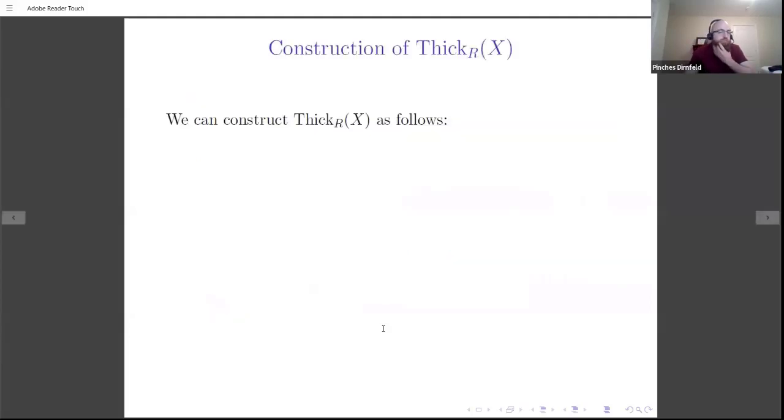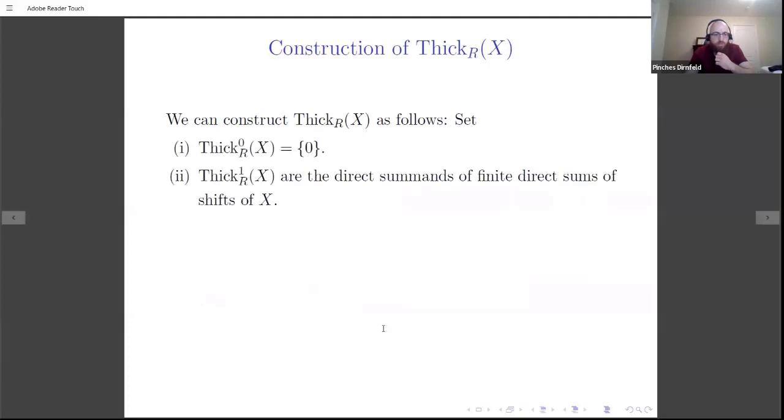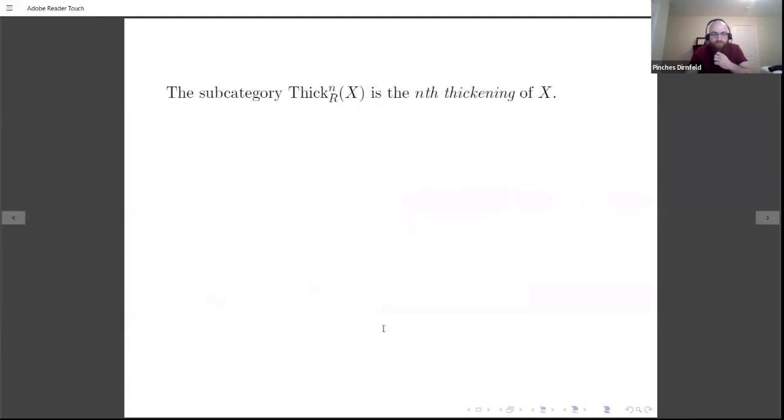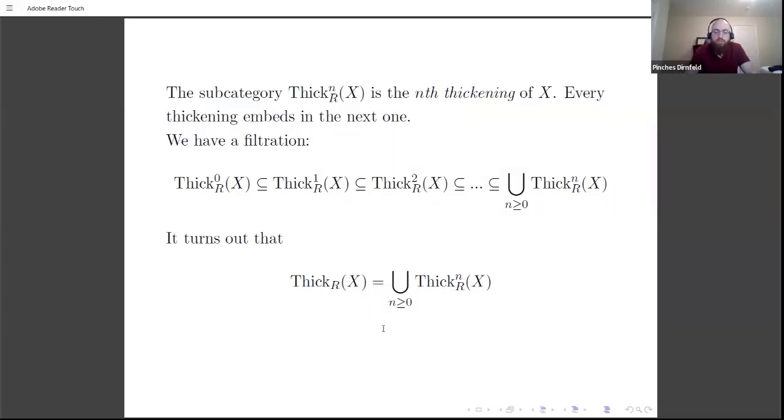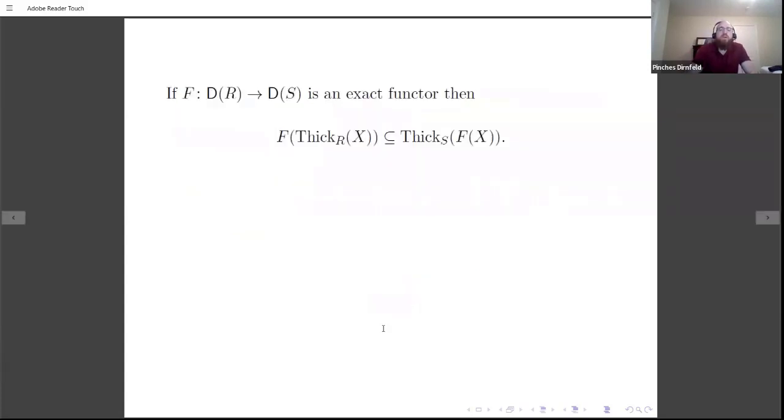There is a constructive way of doing thick X, but maybe I will skip it. In the interest of time, I will skip that part. It's good to know there is a constructive way of building this finitely, but we're not going to need that in this talk.